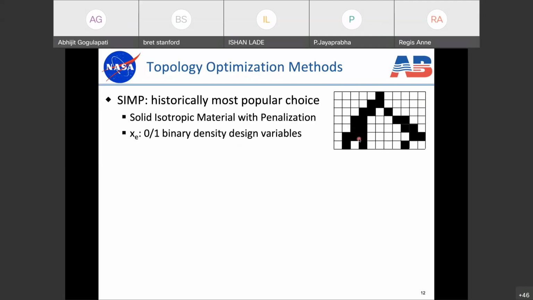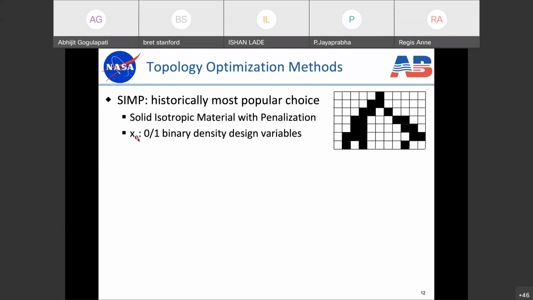And each design variable is going to be a binary design variable. So the optimizer is going to make a binary choice about each design variable. The design variable can be 0 or it can be 1. We'll call those design variables x sub e, where e would stand for element. And so the design variables can be 0 or the design variables can be 1.